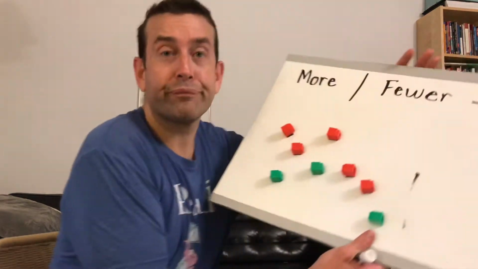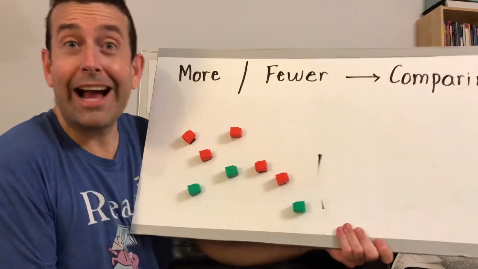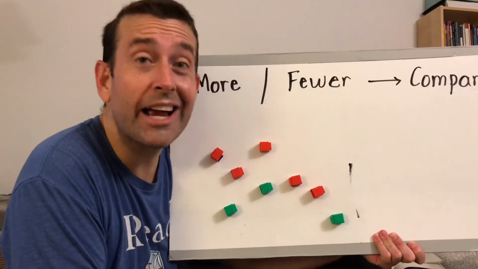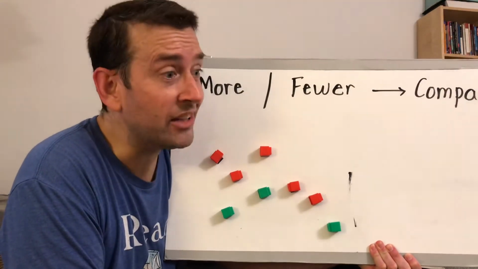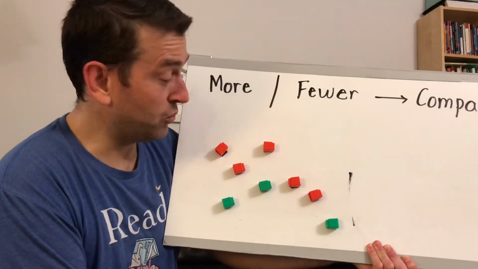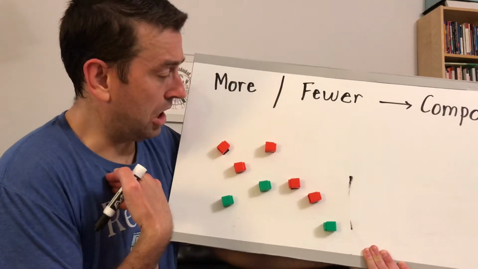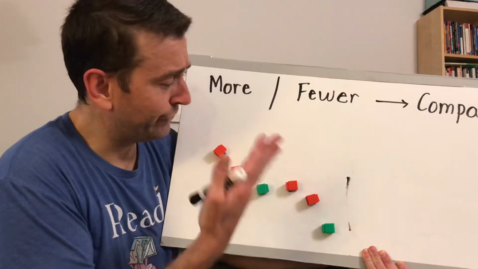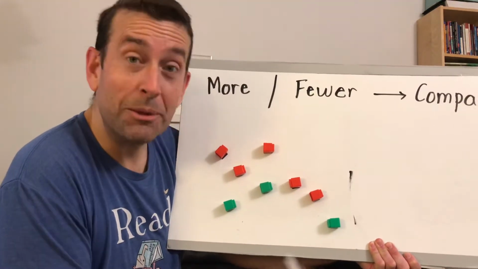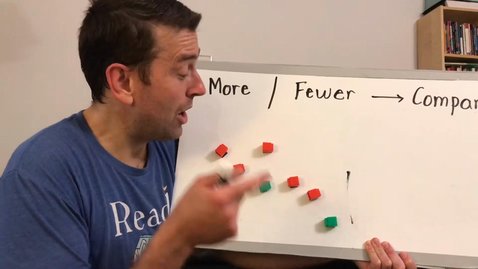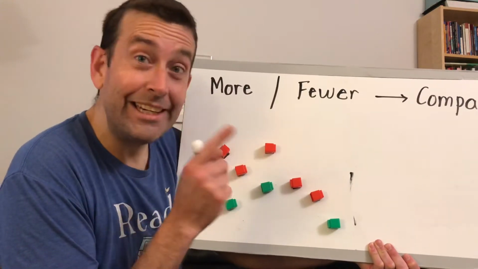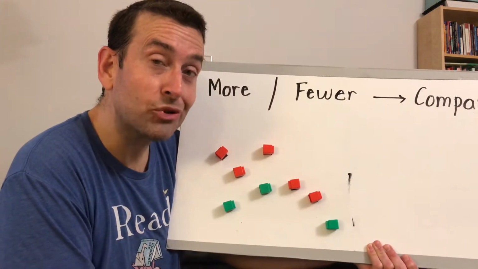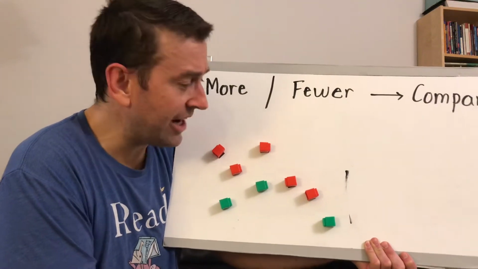So for example, let's start with a nice easy example. Here we go. Comparing. I got some red apples and I got some green apples. I want to see, which one do I have more of? Well, it looks like I got more of the red apples. Now comparing is how many more red apples do I have than green apples.